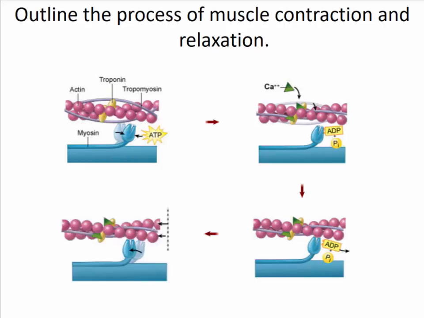What happens as that movement occurs is the ADP and the phosphate are released from the myosin head. And then to detach the myosin head from the myosin binding site on the actin, we repeat this process. A new ATP comes in, attaches to the myosin head, removing it from the myosin binding site. This goes along with what we already discussed. The calcium at this point is pumped back into the sarcoplasmic reticulum.